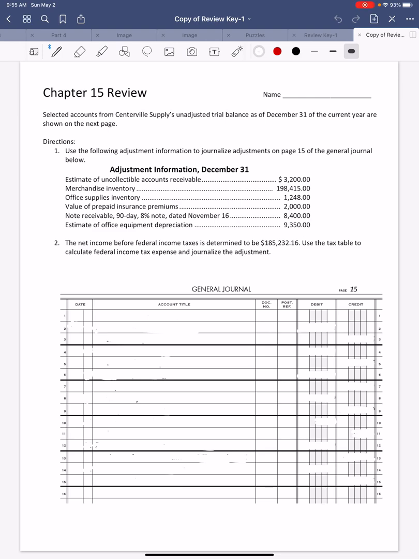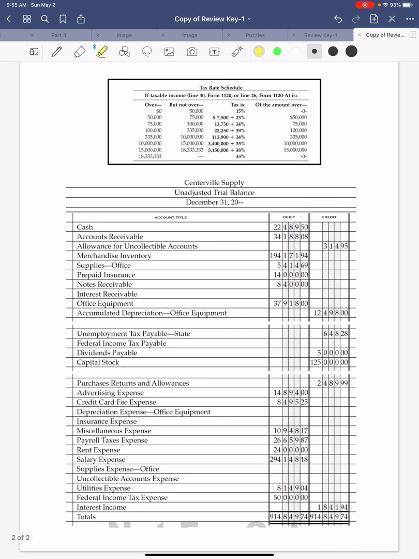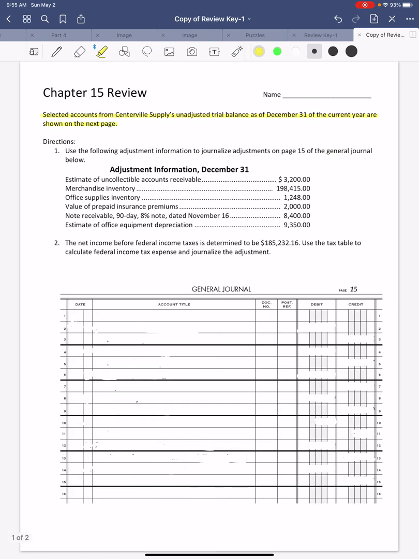Okay, you should have already completed the review, and I will just go over it with you to make sure you get the right answers. All right, to start with, selected accounts from Centerville Supply unadjusted trial balance of the current year are shown on the next page. And again, you probably found those. They are right there. Use the following adjustment information to journalize adjustments on page 15 of the journal below. So we're going to use page 15 down below.